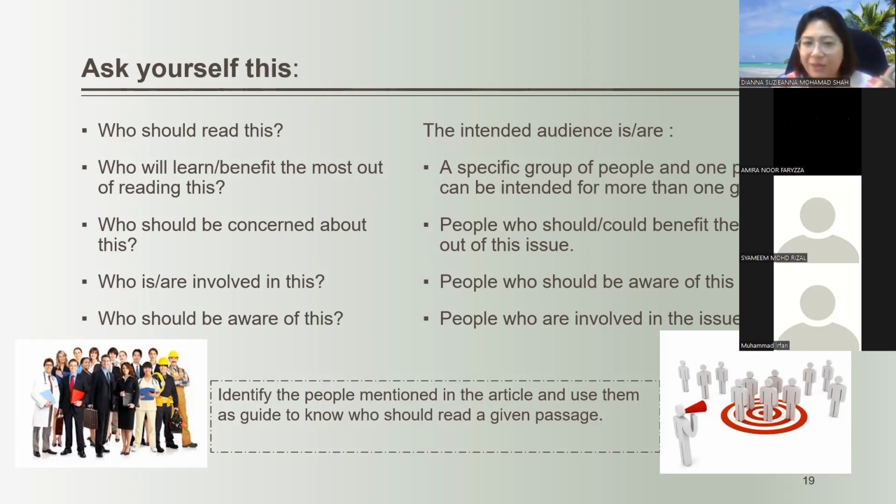If you cannot get anything from the topic, then you may need to read the whole passage and extract at least 3 points in order for you to check on the audience. All right. Okay, so the intended audience is actually a specific group of people, or one passage can be intended for more than one group.